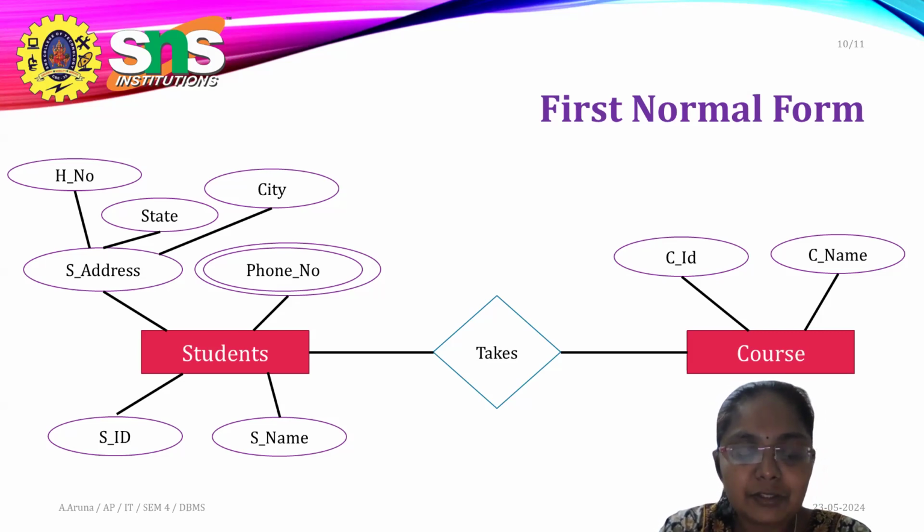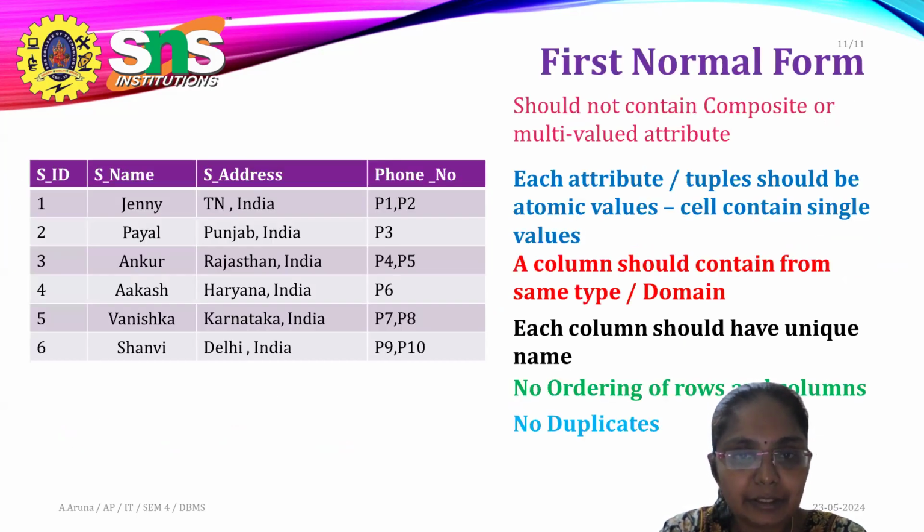Here I am giving an example: the student can take the course. Here there are two entities, that is, two tables. A student table contains the ID, name, address, and phone number. If I represent it like this, it is a multi-valued attribute. This is a composite attribute. The course will have two attributes, one is CID and the other is CNAME. So this is the thing over there.